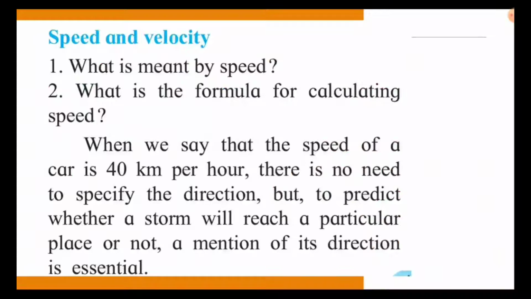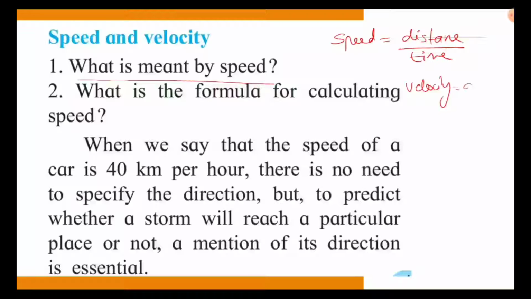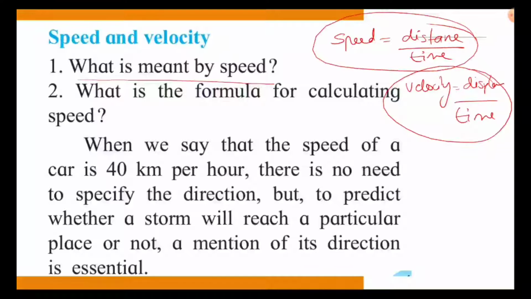Next, speed and velocity. What is meant by speed? What is speed? Speed is always related to the distance, and velocity is always related to the displacement. So speed is nothing but distance upon time, and velocity is nothing but displacement upon time. These are the two formulas for speed and velocity.